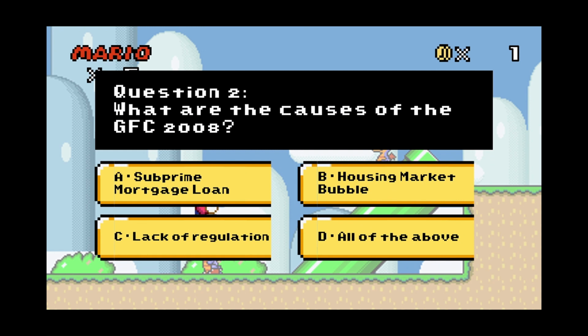What are the causes of the GFC 2008? All of the above: subprime mortgage loan, housing market bubble, and lack of regulation.